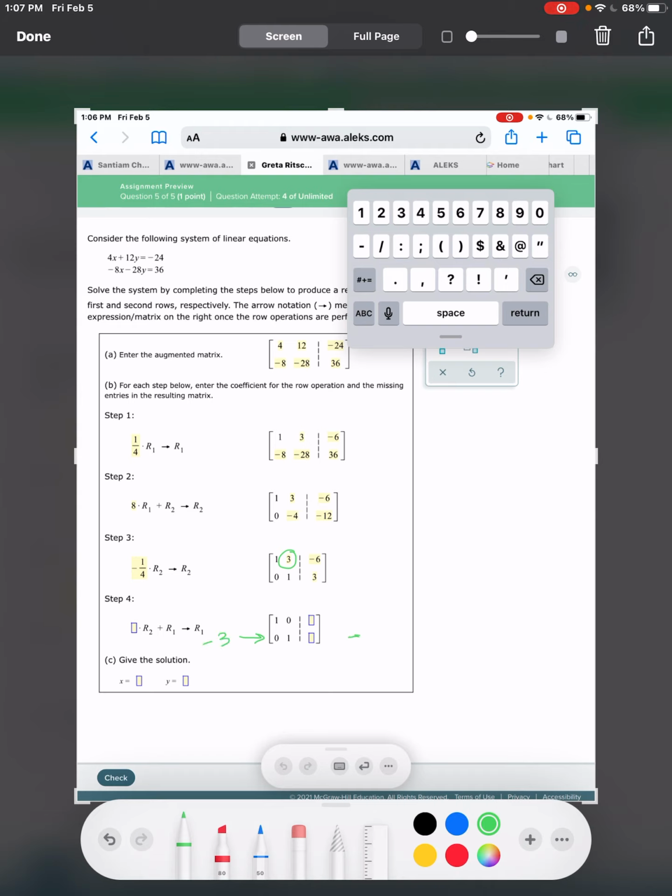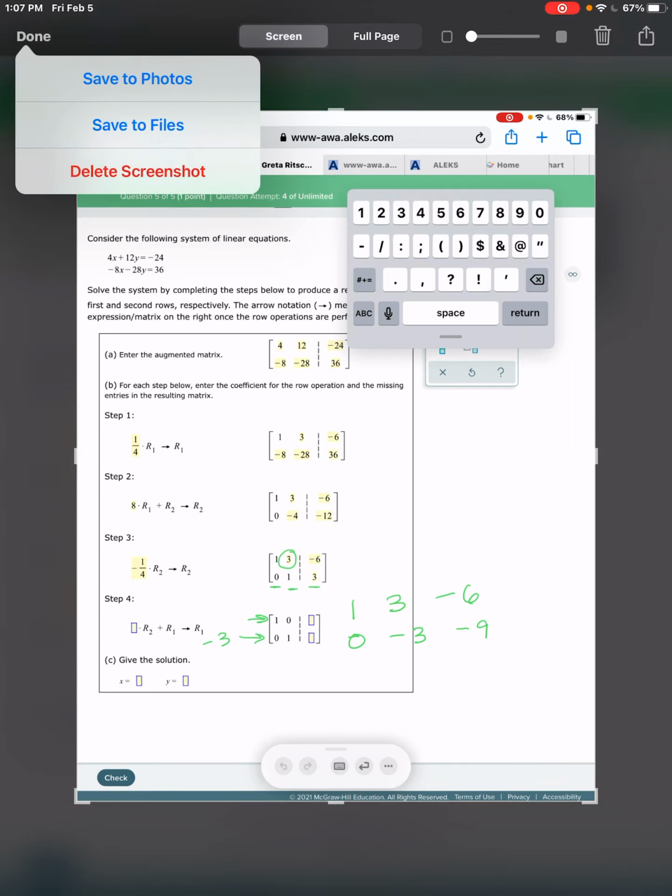We'll get 0, negative 3, and we'll get negative 9. So 0 times negative 3, 1 times negative 3, and 3 times negative 3. We're going to add that to this row to get our new row here. All right, 1 times 0 is 1, 1 plus 0 is 1, 3 plus negative 3 is 0, and negative 6 plus negative 9 is negative 15.